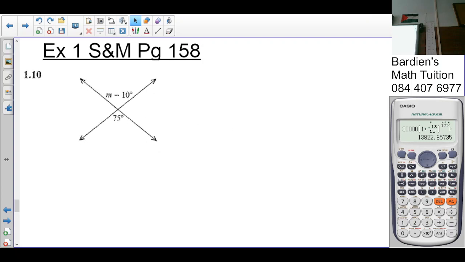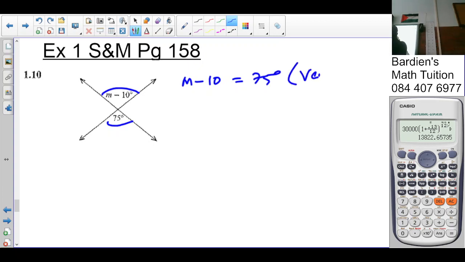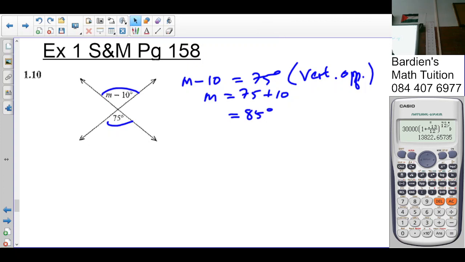I'm going to solve for M. Vertically opposite angles are equal. So M minus 10 equals 75 degrees. Why? Vertically opposite angles. So M is equal to 75 plus 10, which is 85. Any confusion here?